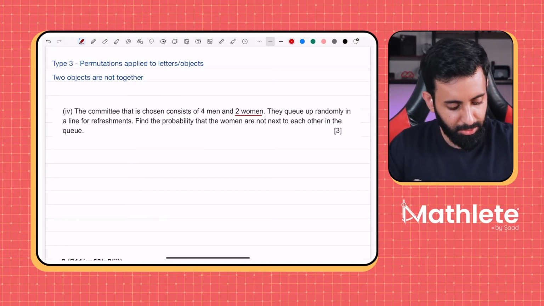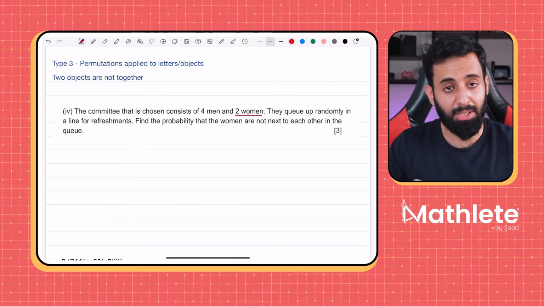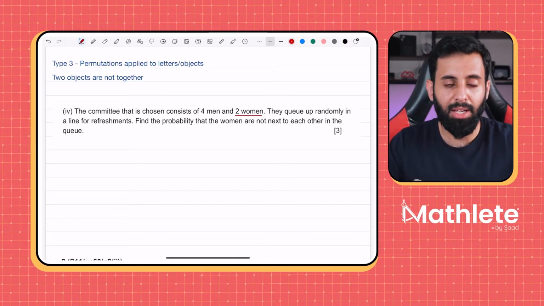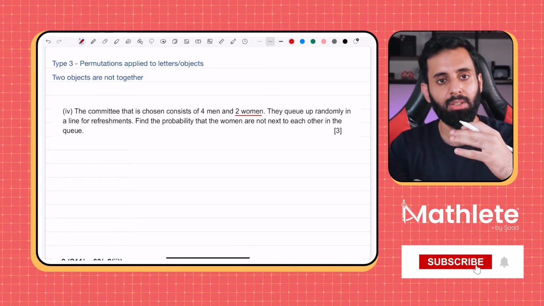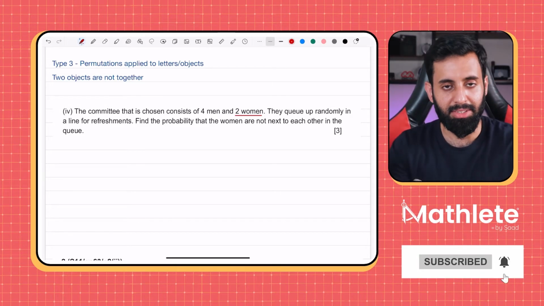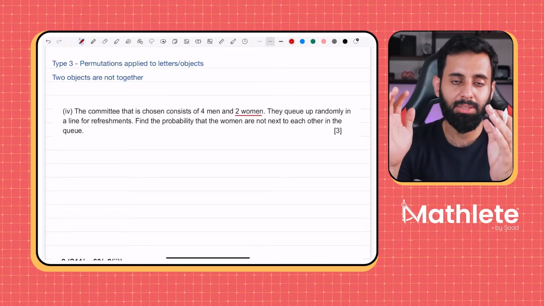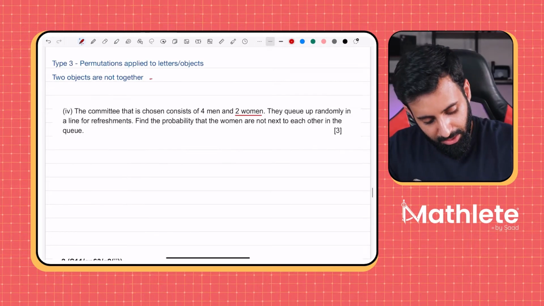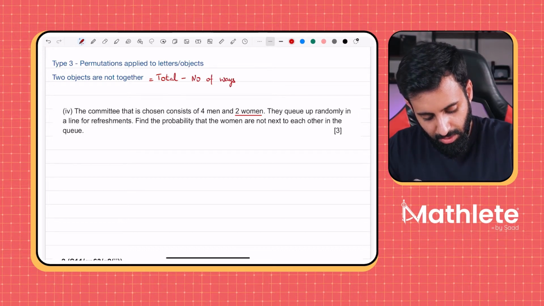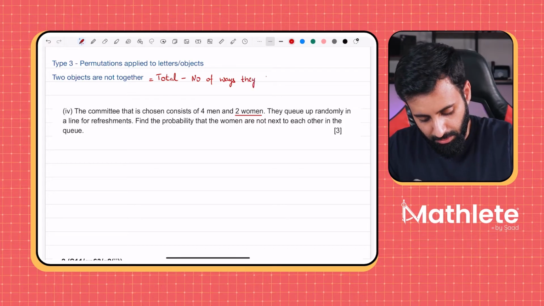So the way that we do this is that we first find out the number of ways that they can be together, and then we subtract that from the total. Okay, so 2 people can either be together, or if they're not together, they're separated. So the way that we work this out is that we do total minus the number of ways that they're together. Okay, so 2 objects are not together is equal to total minus the number of ways they can be together. And we know how to work out the number of ways they can be together. We did that when we were doing type 2.